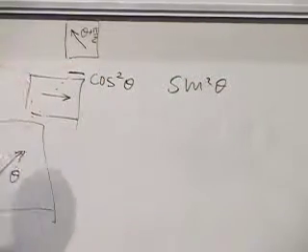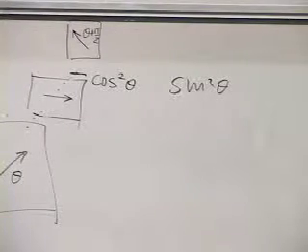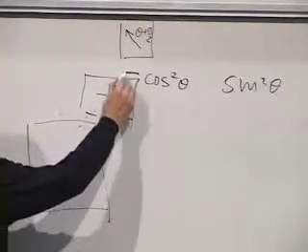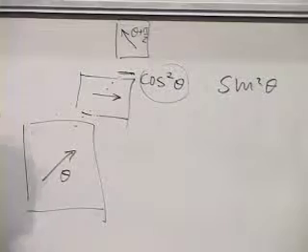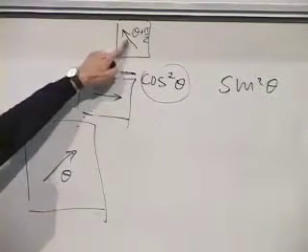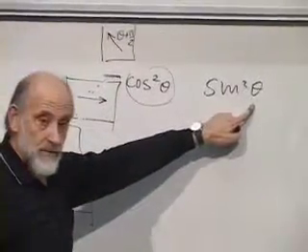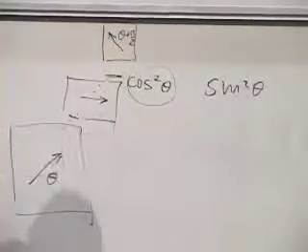I think I did that right. Not added, but multiplied. The probability that it goes through the first one is cosine squared theta. And then if it does, it's horizontally polarized. If it's horizontally polarized, then the probability that it goes through the second polarizer is sine squared theta, which is the same as cosine squared of theta plus pi over 2.